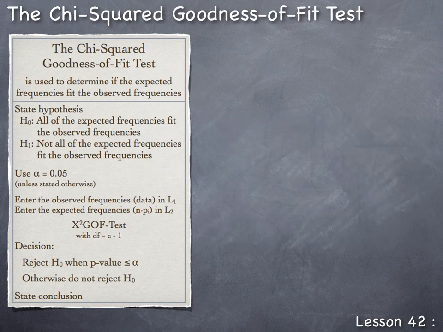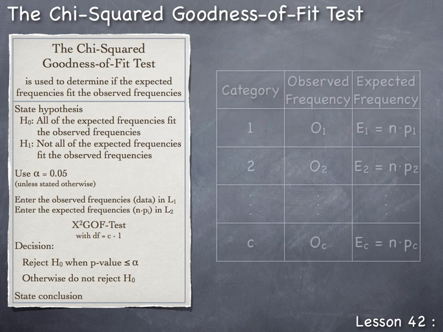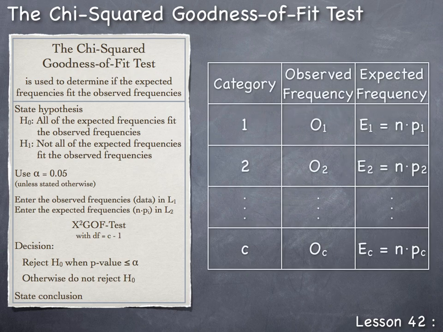Now, to calculate the p-value needed to make the decision, we could use the TI-84 calculator. To do this, we have to enter the observed frequencies, or sample data, into list 1, and then we need to enter the expected frequencies into list 2. So the two lists of data that are entered into the calculator are the observed frequencies and the expected frequencies.